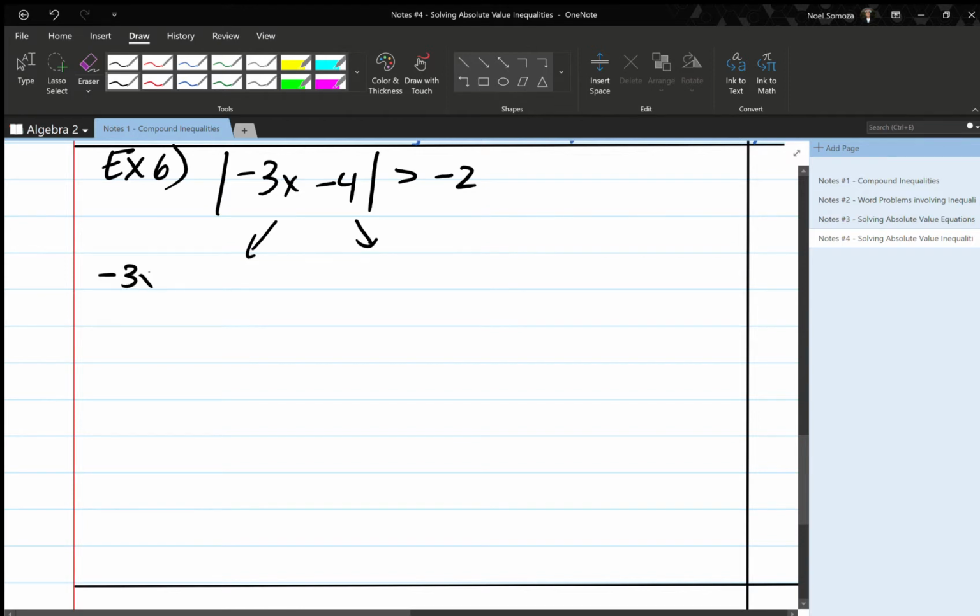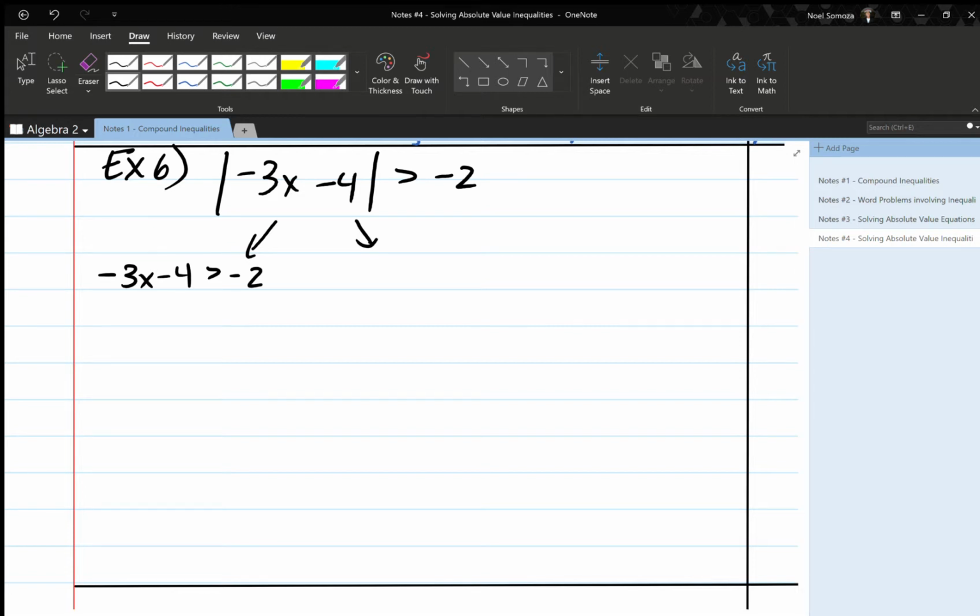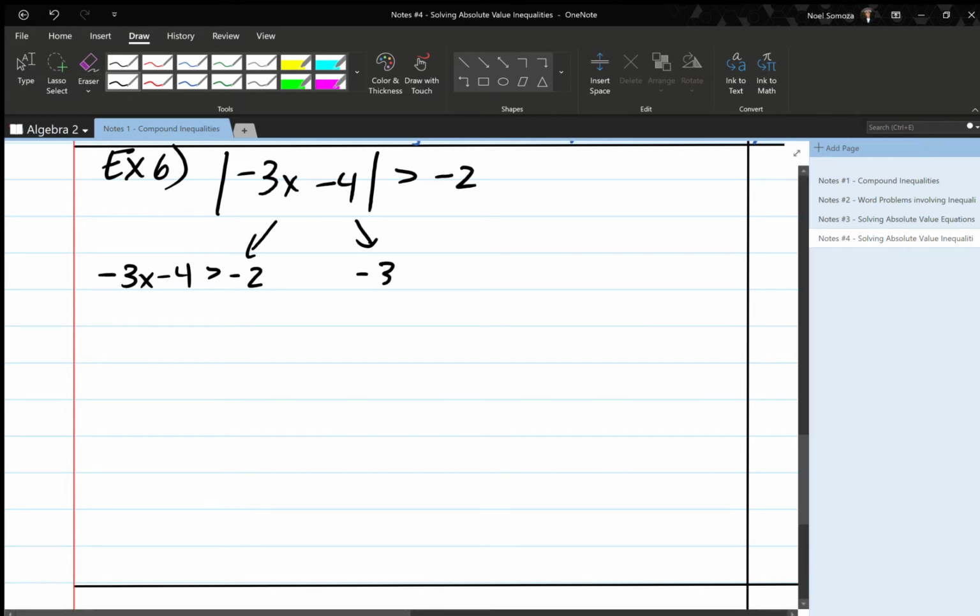Negative 3x minus 4 is greater than negative 2. Remember that you keep it. And then what do you do? What's that two-word combo? Flip switch. So negative 3x minus 4, flip this one, switch that one. And now we solve.